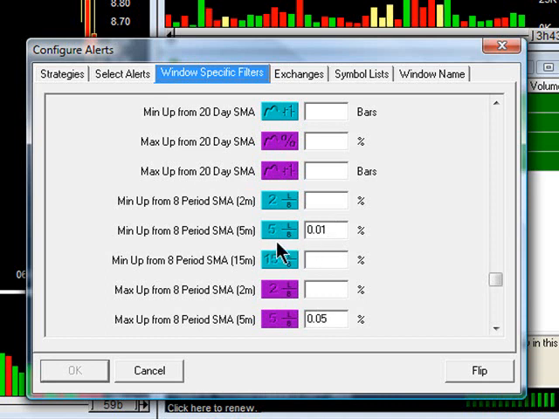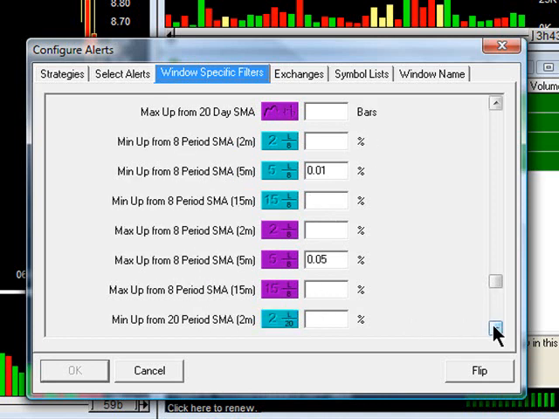And then to make sure that it's tight and not too far away, I then go to the maximum counterpart. That's just scrolling down a little bit. For every filter, we have a minimum and a maximum. So the minimum up from the 8-period SMA on a 5-minute chart is 0.01, and the maximum for the 8-period SMA on a 5-minute chart is 0.05. That's 1/100th minimum and 5/100th of a percent maximum. That just means that it's very, very close to the 8-period moving average on a 5-minute chart.